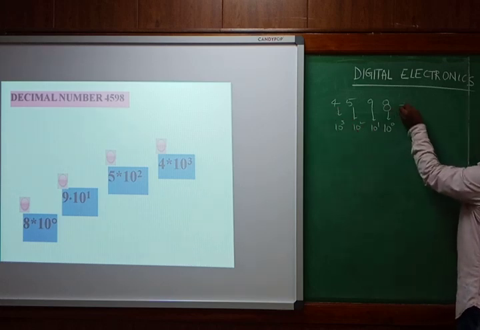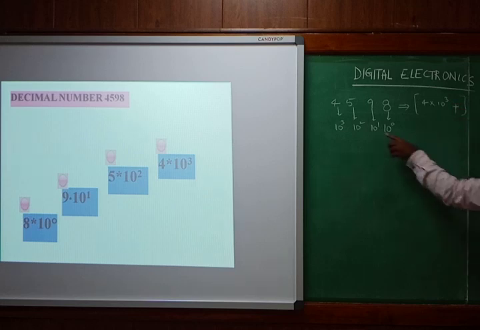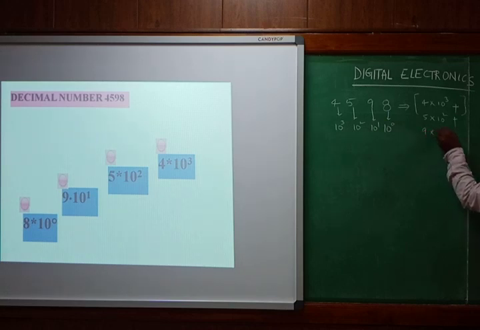If I take all these numbers, the first number what I had, 4 into 10 power 3, plus the next number what I had, 5 into 10 power 2, plus next number I do have, 9 into 10 power 1, plus 8 into 10 power 0. So those numbers I need to add up.